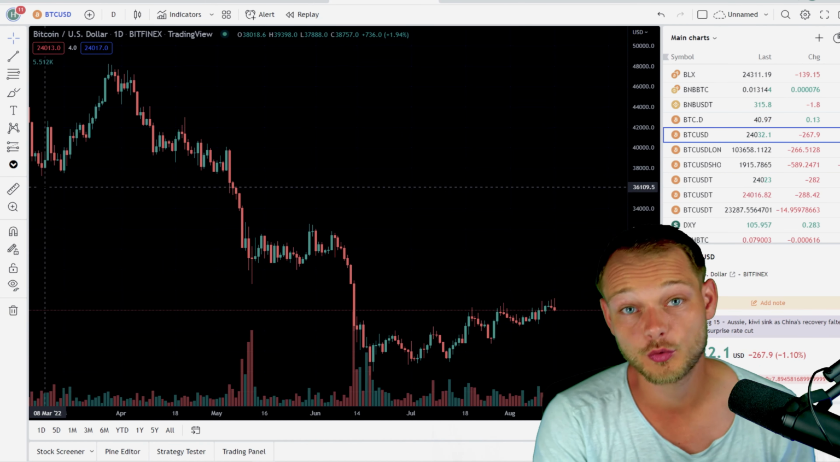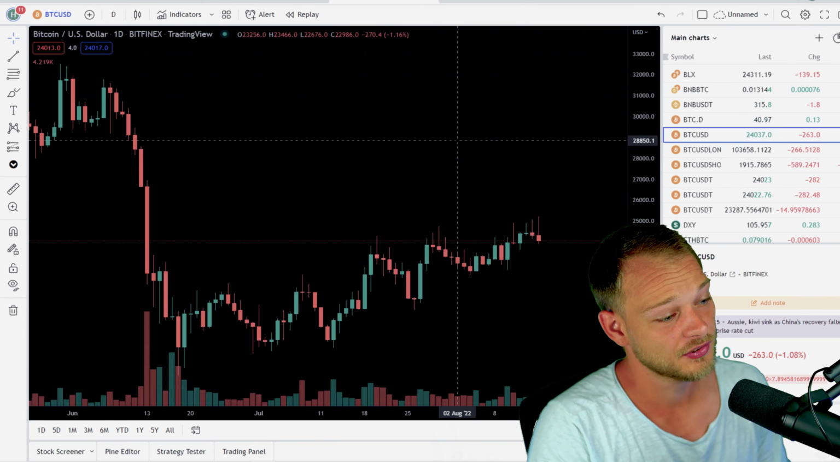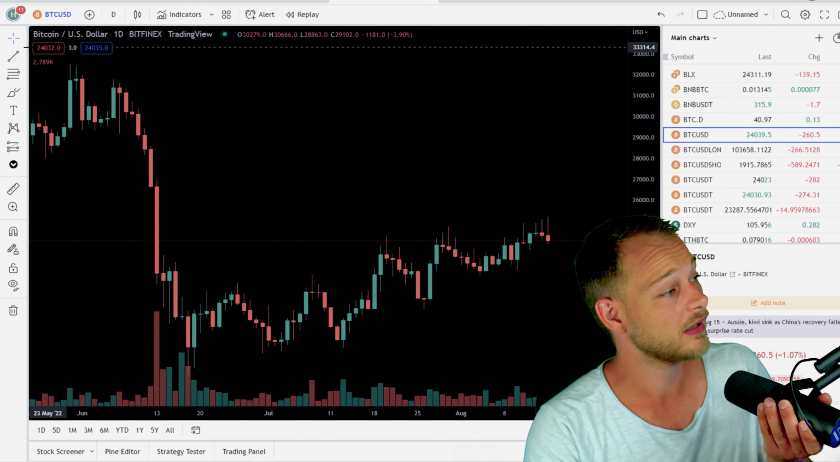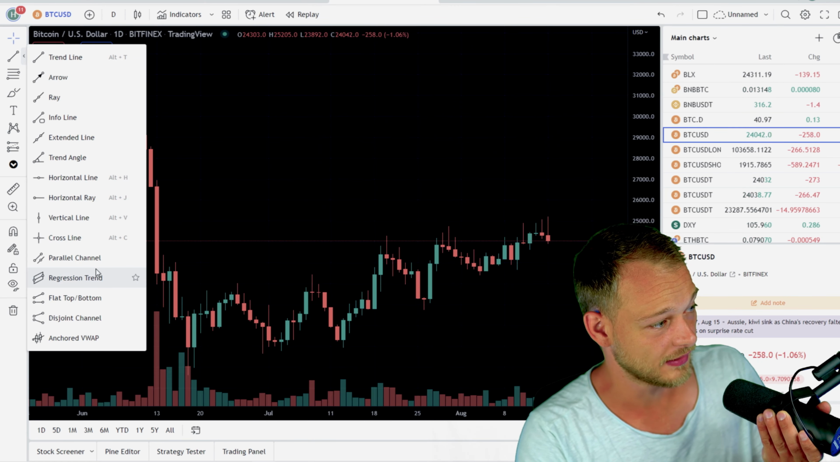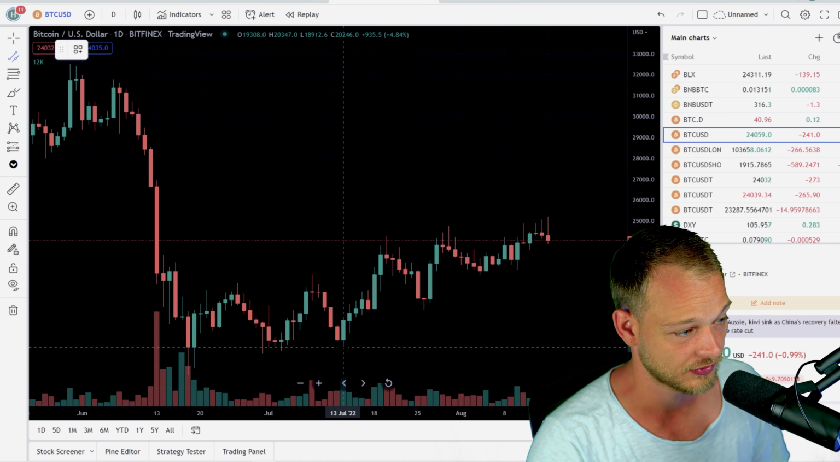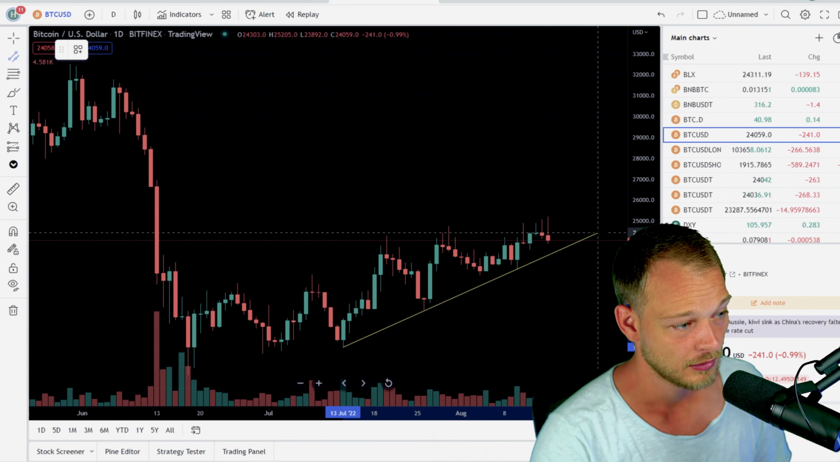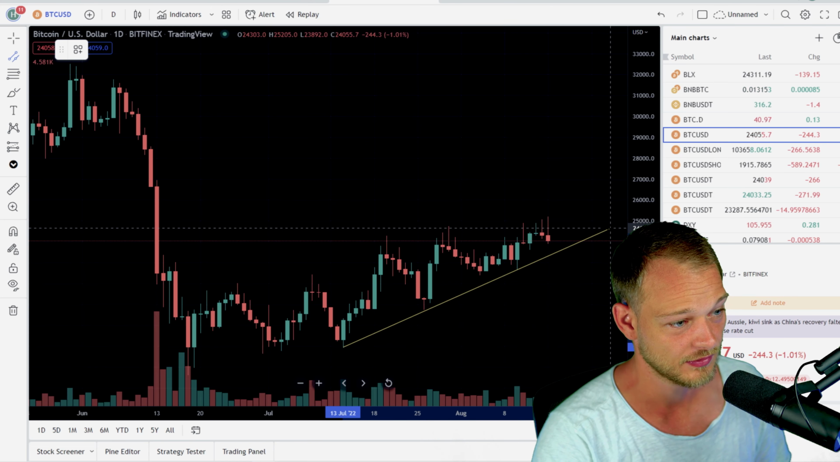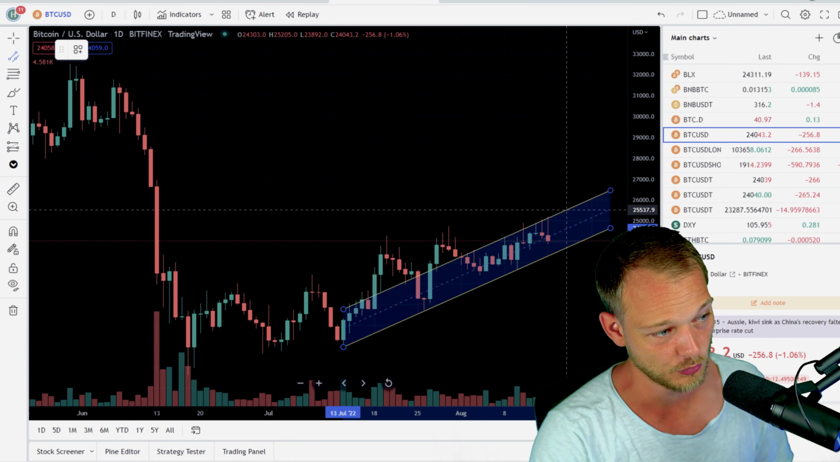Then a couple of tools you can use right here, because we draw trend lines, right? But we can also use this right here. This is the parallel channel. And at first you draw it as a normal trend line. So you just take it like we did in the beginning, from here to here, right? Then you click your mouse, but then you can move it.